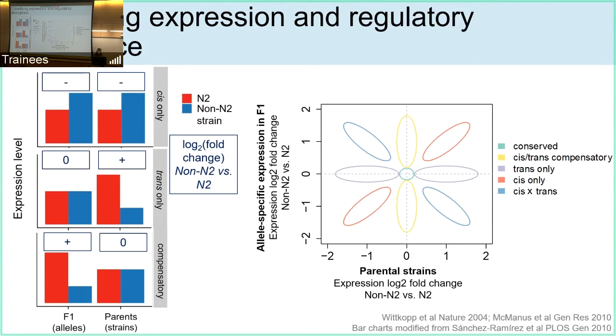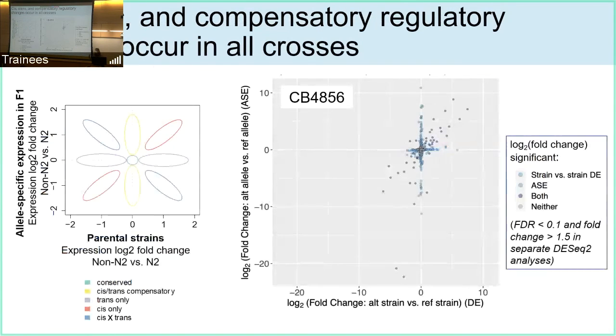And I know that's a lot, so I'm going to keep the cartoon up. And here's an example of our actual data in the cross between the CB4856 strain and N2. So on the x-axis is the difference between those strains, and on the y-axis is the difference between those alleles when they're together in an F1. Each point here is a gene. The color is just based on whether the log2 fold change is significantly different from 0. And what I want you to take away from this plot is that we see all of these classes of genes that I just described to you.